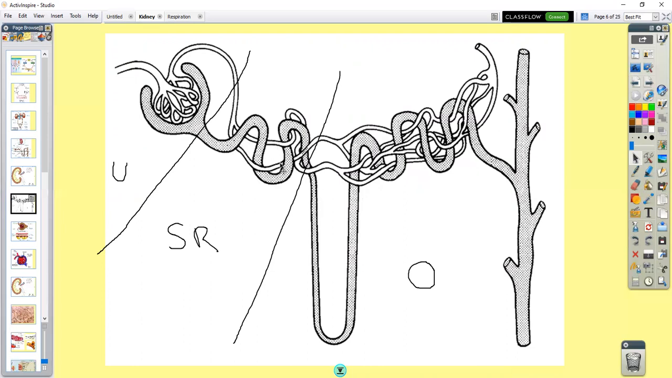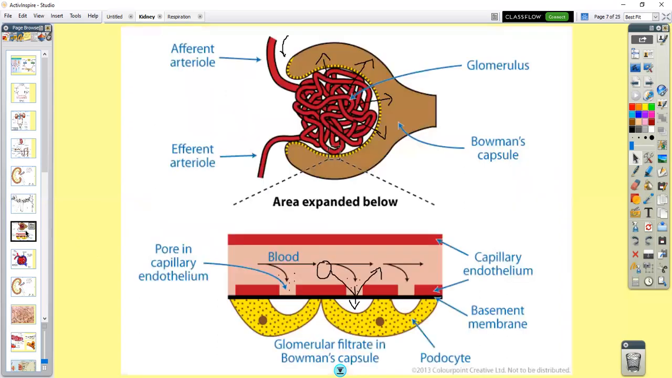happens in the proximal convoluted tubule, and then osmoregulation, or controlling water content within the blood, is really involving the rest, which is the loop of Henle, a little bit of the distal convoluted tubule, and the collecting duct. Okay, so the first part, ultrafiltration, as we said, occurs in the glomerulus and Bowman's capsule.